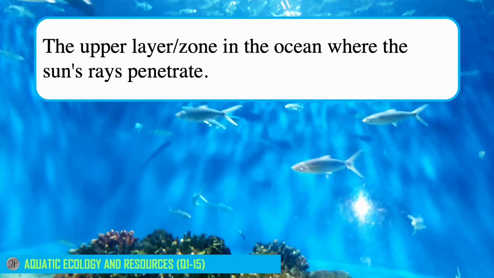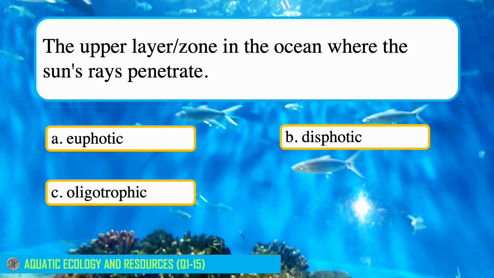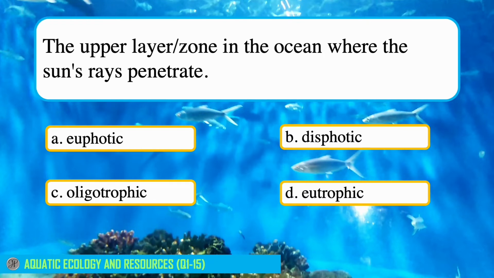Number 7. The upper layer or zone in the ocean where the sun's rays penetrate is known as blank. A. Euphotic. B. Dysphotic. C. Oligotrophic. Or D. Eutrophic. The answer is letter A.